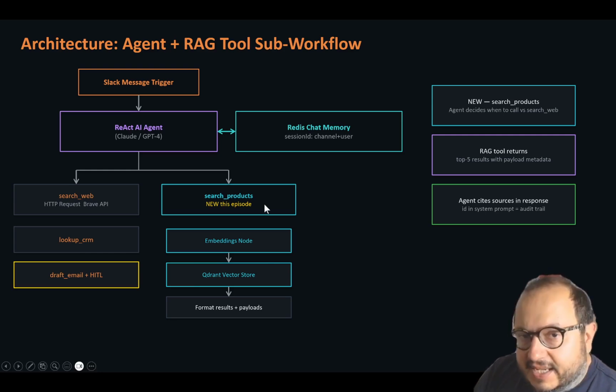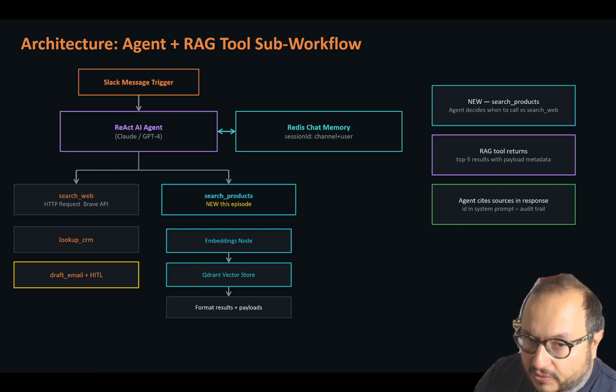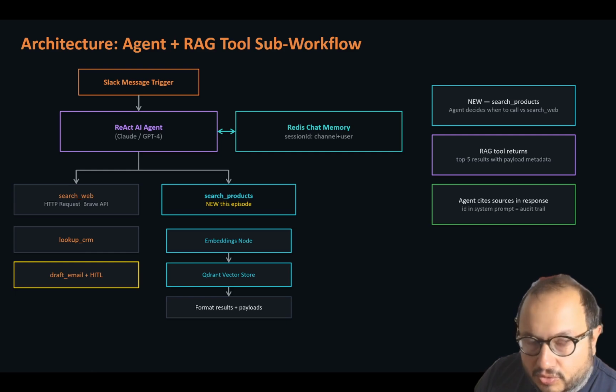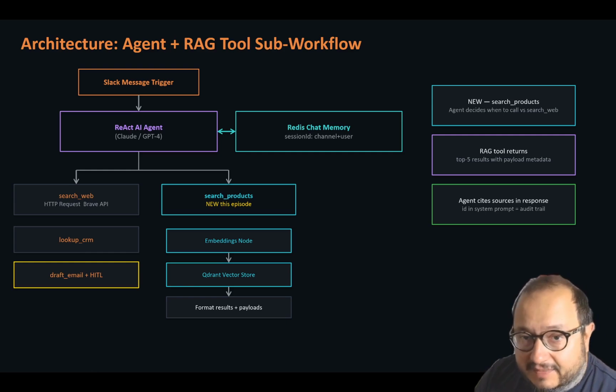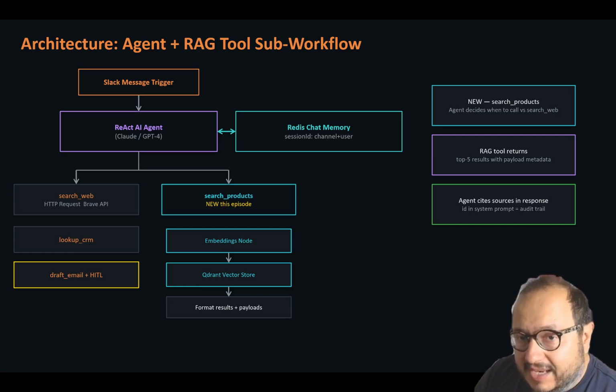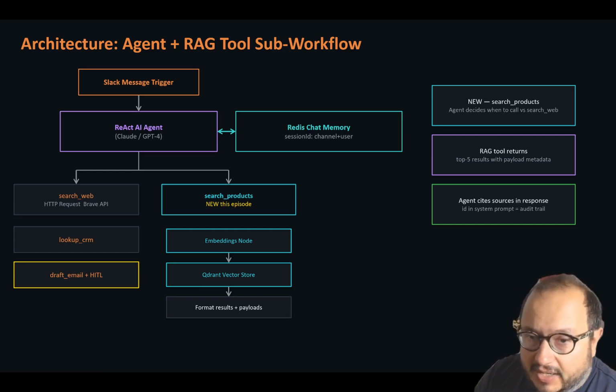The agent decides when to call search products versus search web based on the tool description. Product queries go to Qdrant. News, reviews, live data goes to Brave Search. They are not mutually exclusive. The agent can call both in the same reasoning loop if the query warrants it.